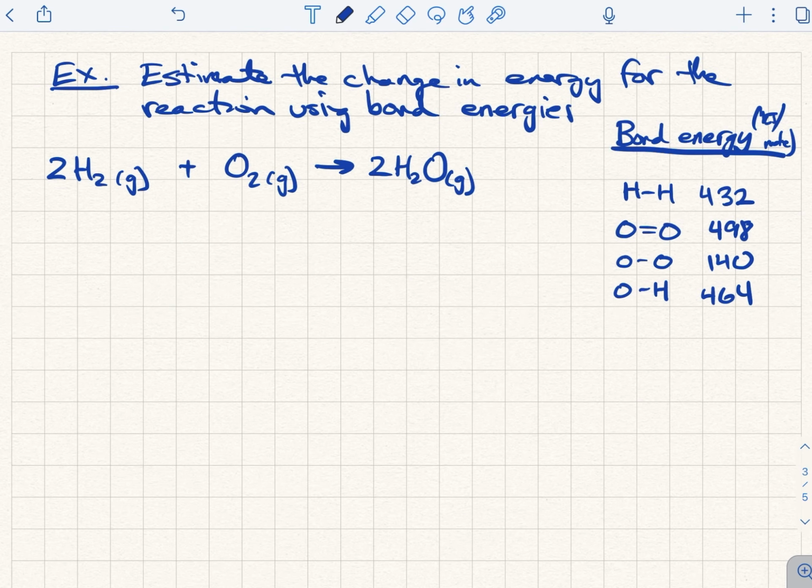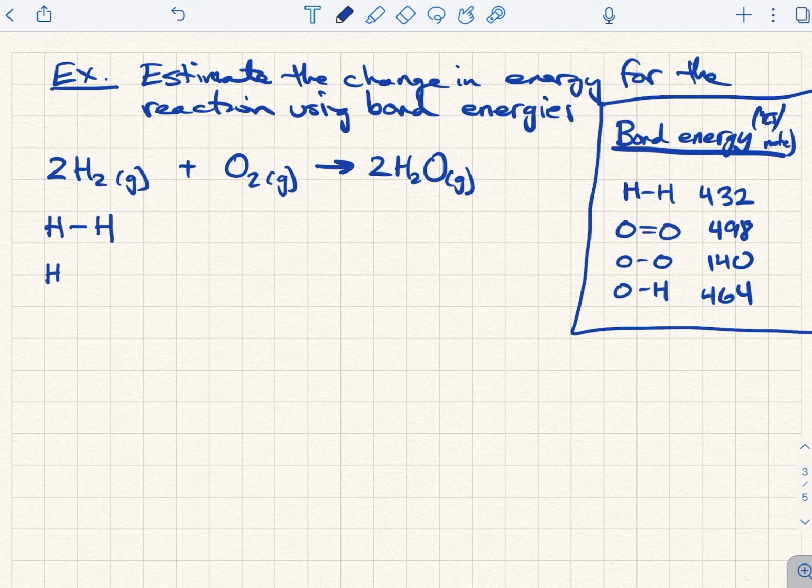All right. Let's do an example of what we can do, what the power of this estimation is. So we're being asked in this example to estimate the change in energy for a reaction using bond energies, and we've been provided the bond energies, as I promised we would be. And we're taking two hydrogen molecules, and if you'll recall, the Lewis dot structures for hydrogen look like that, and an oxygen molecule, and we're turning it into two waters. All right? Drawing the Lewis dot structures is actually the first step of every single one of these problems.